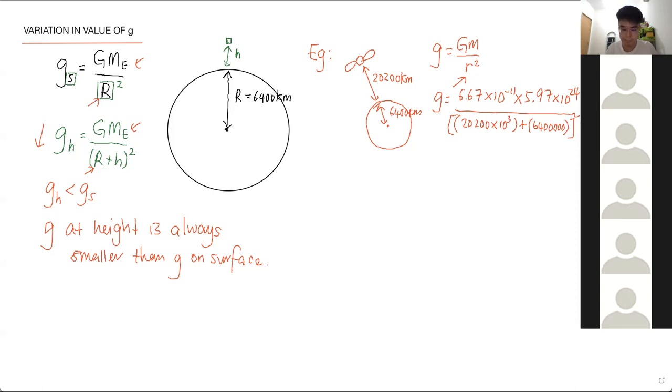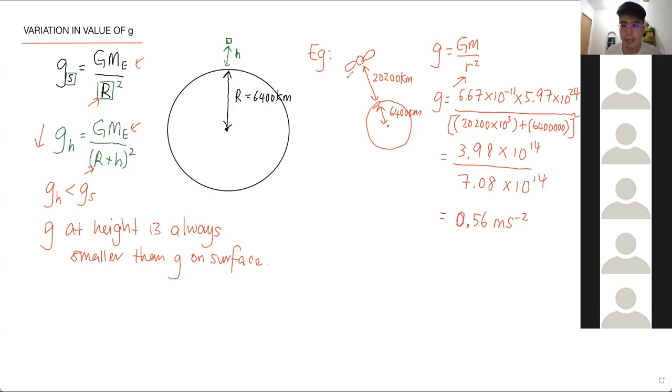What is the value you get? 6.67 times... let's see, on top, this one you get 3.98 times 10 power of 14. And then at the bottom, this one is 7.08 times 10 power of 14. Divide them, then you get 0.56 m/s squared. The g value at this altitude.